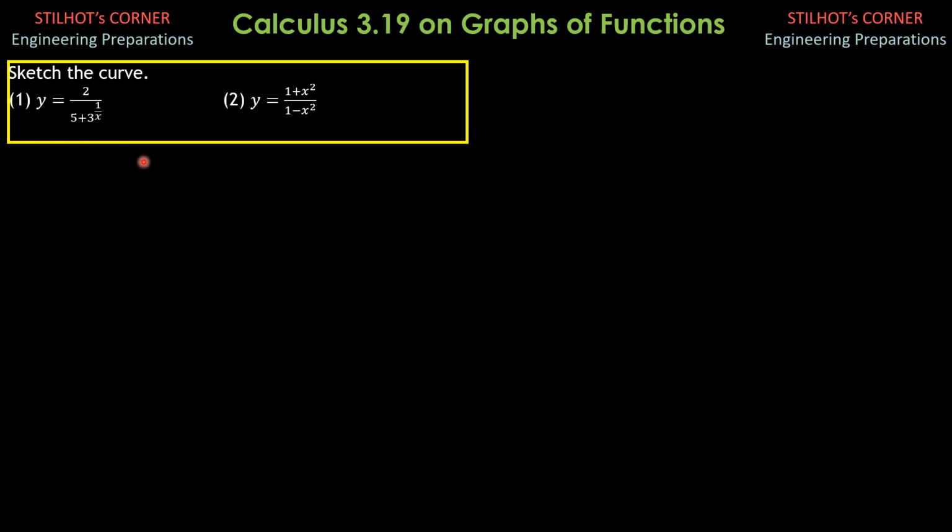For this curve, we first evaluate limits as x approaches negative infinity, as x approaches positive infinity, and the limit as x approaches 0 from the left and 0 from the right before we plot intermediate points. As x approaches negative infinity, 3 to the 1 over negative infinity is like 3 to the 0, so we have 2 over 5 plus 3 to the 0. 3 to the 0 is 1, plus 5 is 6. So 2 over 6 is 1/3.